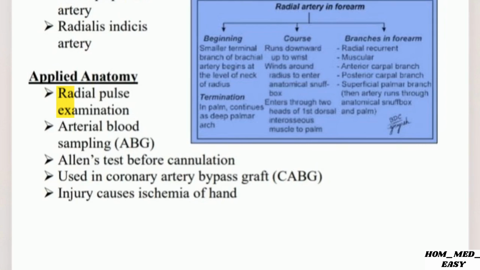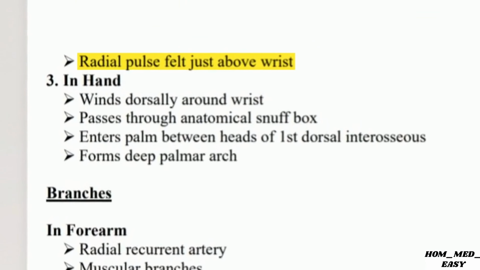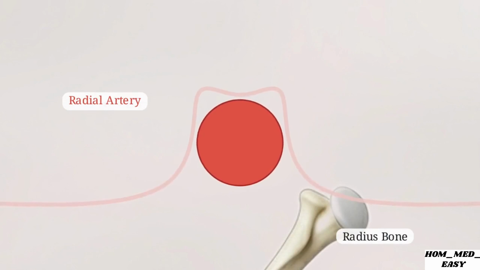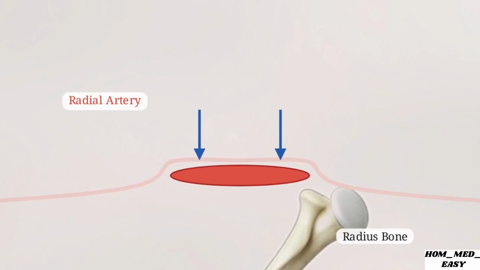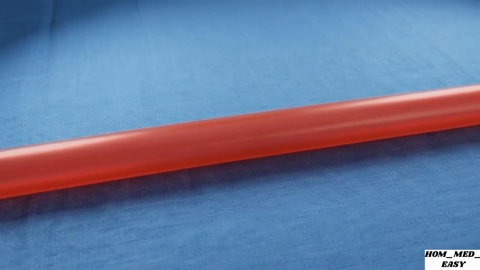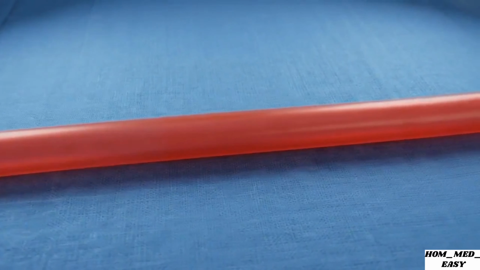This applied anatomy reference outlines routine procedures like pulse examination and arterial blood gas sampling. Both rely entirely on the artery's superficial position at the distal forearm. The solid bony backing of the distal radius provides a firm surface, allowing clinicians to easily compress the superficial vessel to feel a pulse or stabilize it for a needle stick. This accessibility also allows for more invasive applications, such as harvesting the vessel for coronary artery bypass grafting.